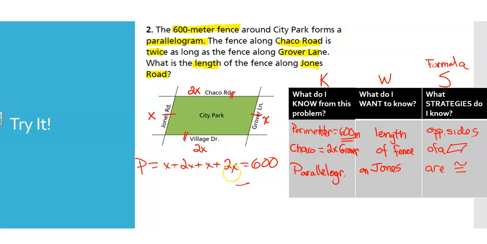So how many X's do I have? 2, 3, 4, 5, 6. So I have 6 X's that equal 600. So I divide each side by 6, and X equals 100. And we measured in meters, right? So we'll do meters there. So what's the length of the fence along Jones Road? Well, that's X. So I could just answer X equals 100 meters.